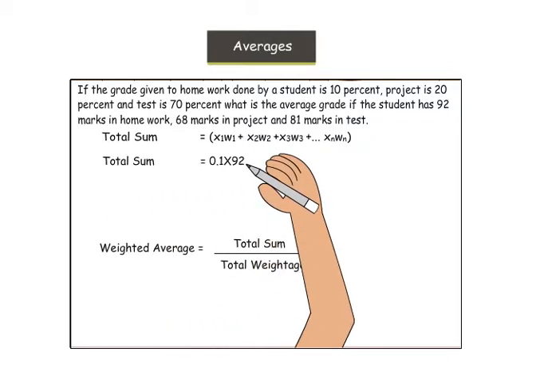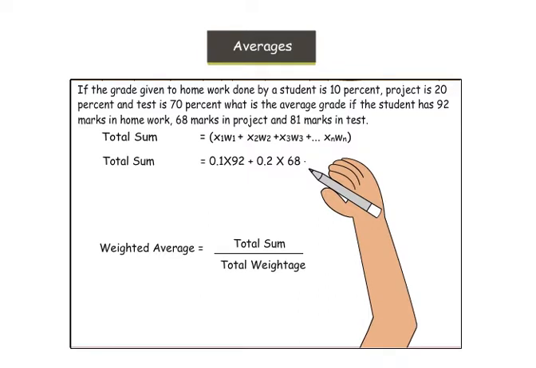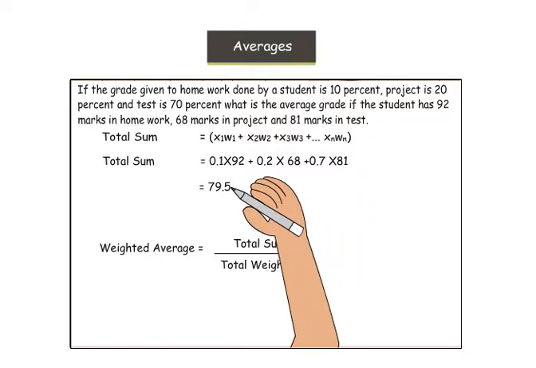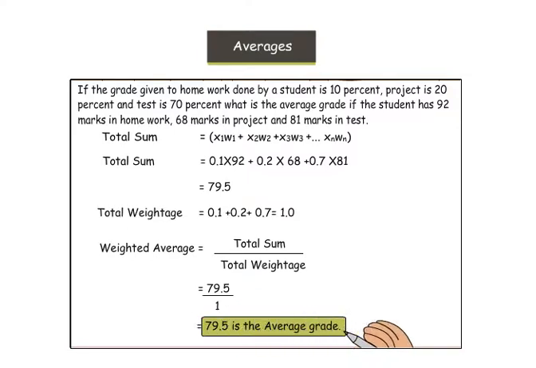So, they multiply 10% and 92, 20% and 68, 70% and 81. They add up these values to get 79.5. They divide this value by the total weightage 1 to get the weighted average 79.5.